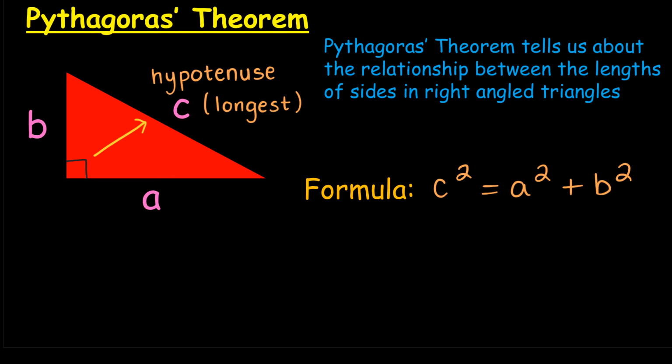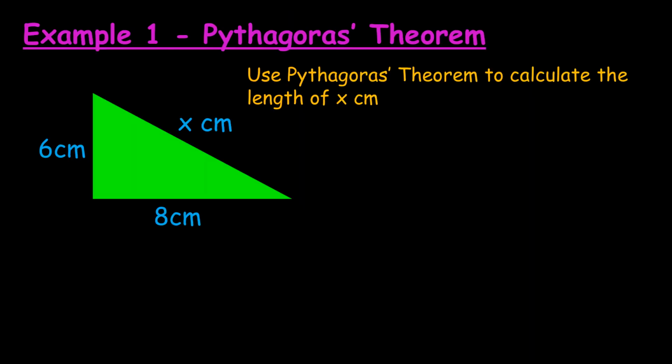We're going to look at a couple of examples now on how we can actually apply that theorem to find the length of a missing side. So for this example here, we have a right angle triangle. Again, that's the most important thing here, that the triangle is a right angle triangle. And we're being asked to use Pythagoras' theorem to calculate the length of x centimetres. So we have two shorter sides here, 6 centimetres and 8 centimetres. And we're being asked to find this third side, x, which is our hypotenuse.